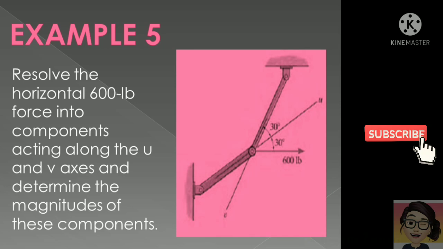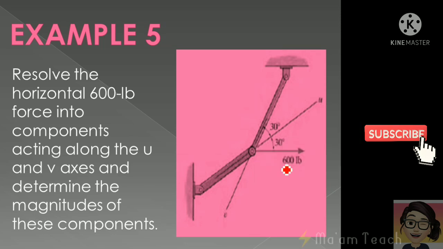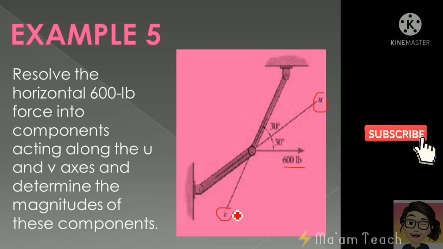A 600-pound force, as you can see here on the right, is to be resolved into its components. As you can see, we have here a u-axis and a v-axis. Not the common x-axis and y-axis, but rather the u-axis and v-axis. So we are to resolve this 600 pound into the v-axis and the u-axis, which means we are to find the f sub u and the f sub v.